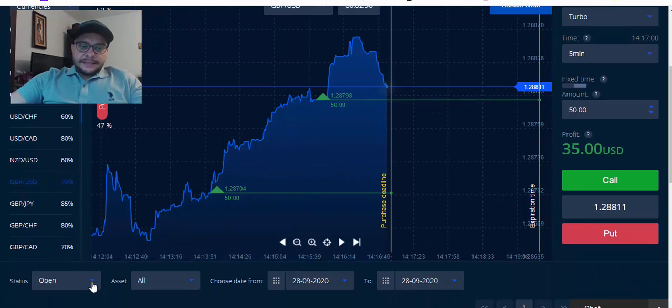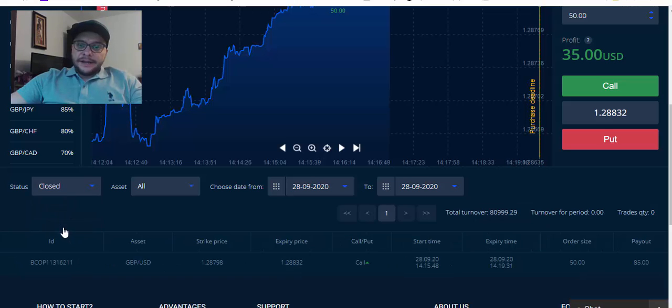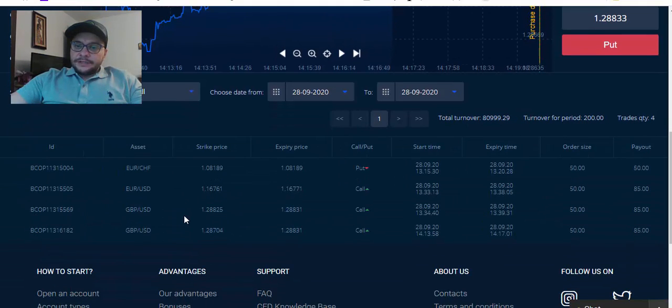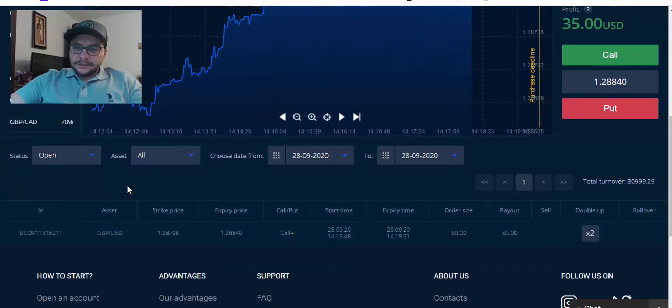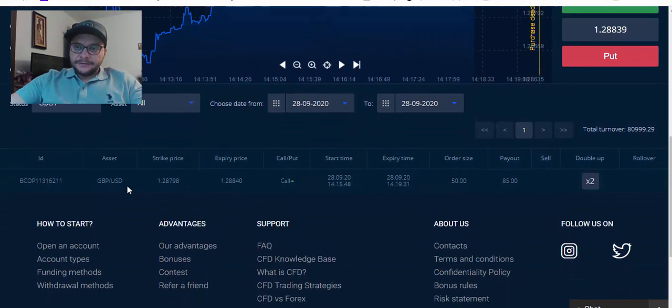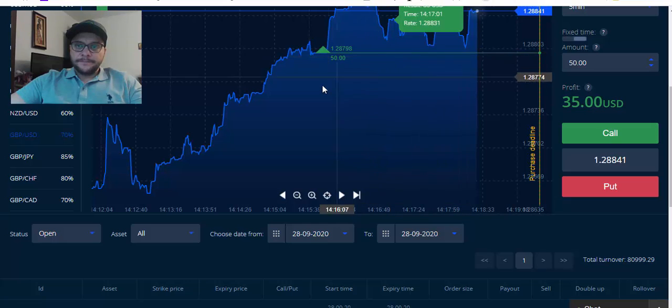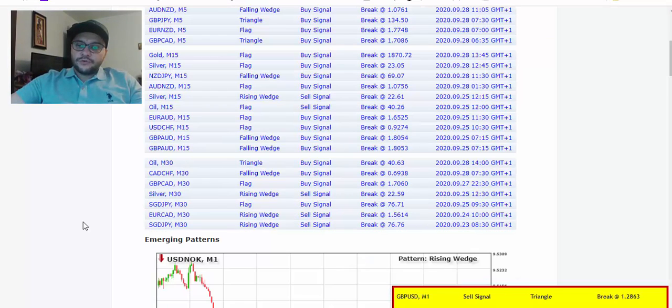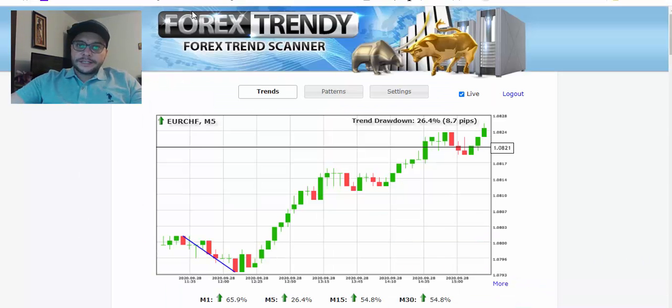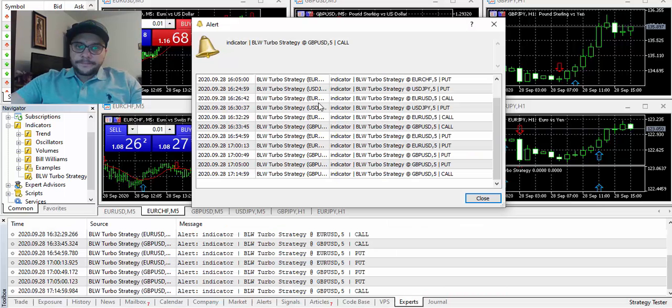So as I said, I have 3 trades here, so we don't take into consideration this one. GBP USD and GBP USD, and as you can see here, one was in the money and the other one was out of the money. No, sorry, one trade is not closed yet, but we are in the money, as you can see here.